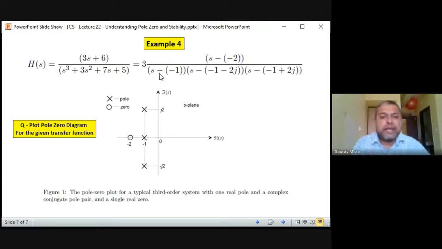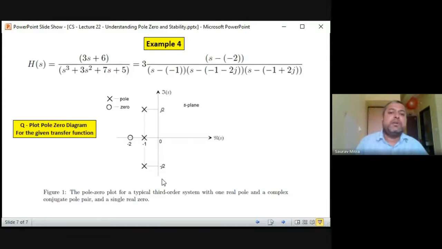This is s plus 1, so this is a real pole, s is equal to minus 1. This is a cross, and cross means a pole. The first pole is at minus 1. And this is another pole, s is equal to minus 1 plus 2j. So this one is a pole. So s minus of minus 1 plus 2j is one pole, that is this one, and minus 1 minus 2j is another pole. So s is equal to minus 1 minus 2j, that means this part is below, and s is equal to minus 1 plus 2j, this part is above.